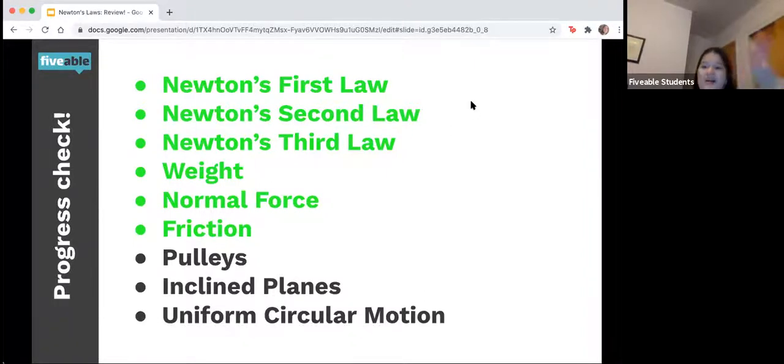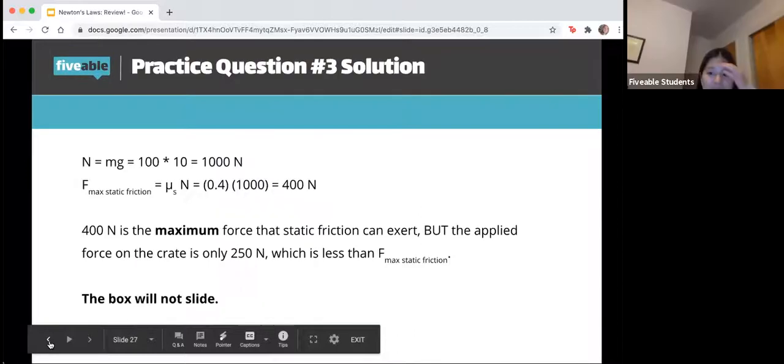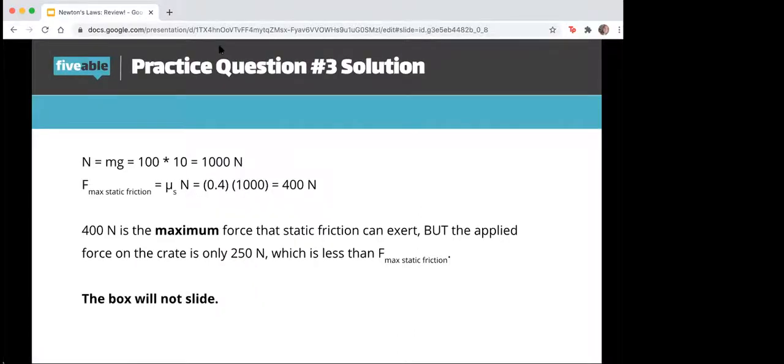Question. Wait, so how do you know that the box will not move? Good question. The max static friction is 400 newtons, and the force that's applied is 250. So is the max static supposed to be less than the force that's applied?